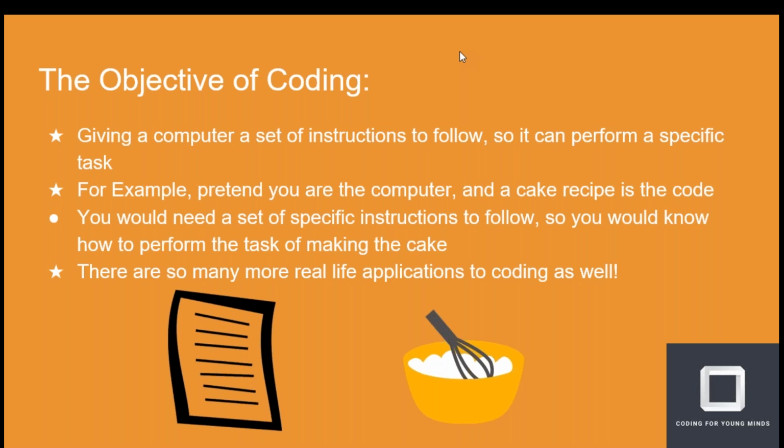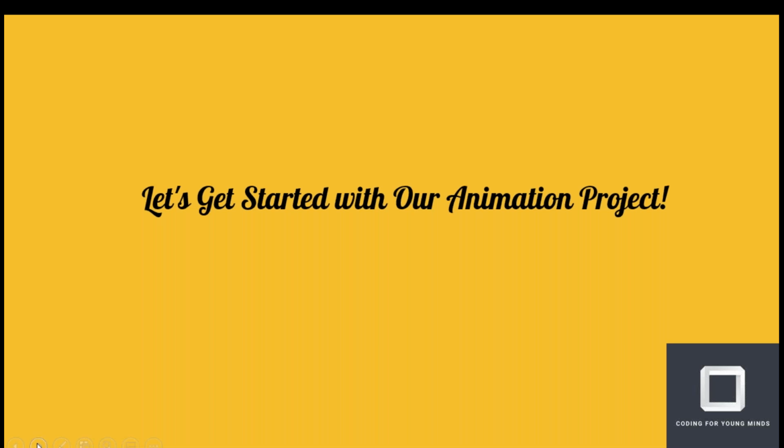So now that I have given everyone a kind of brief overview of the objectives of coding and what coding really is, we can actually start to write our programs and our code. So let's get started with our animation project, which we're going to be doing today. So today we're just going to be programming a bit so we can actually code some animation-based apps. And you'll see what that looks like in a moment.